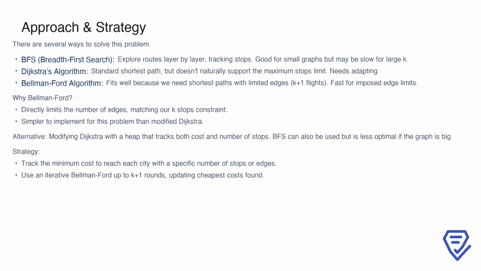By running Bellman-Ford for exactly K+1 rounds, each round represents using one more flight. This way, we always respect the maximum stops required. Alternative approaches like using BFS or modifying Dijkstra to track both cost and stops are also possible, but Bellman-Ford tends to be straightforward and efficient here. We keep updating the cost to reach each city, only with at most K+1 flights from the source. This guarantees correctness and efficiency.